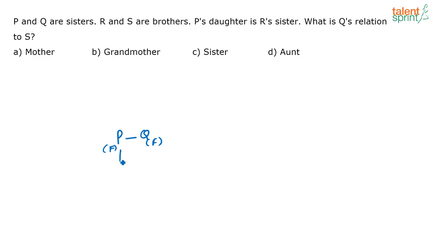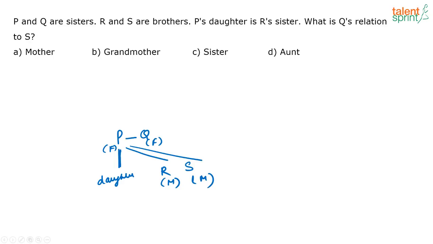So P has a daughter, okay? P's daughter is R's sister. So basically this R is also a child of P. Now it is given that R and S are brothers. So R and S are brothers means both of them are male and they are born to the same parent. So what can I say? Basically P is the mother of these 3 children. P has 2 sons and 1 daughter, okay, and Q is P's sister.